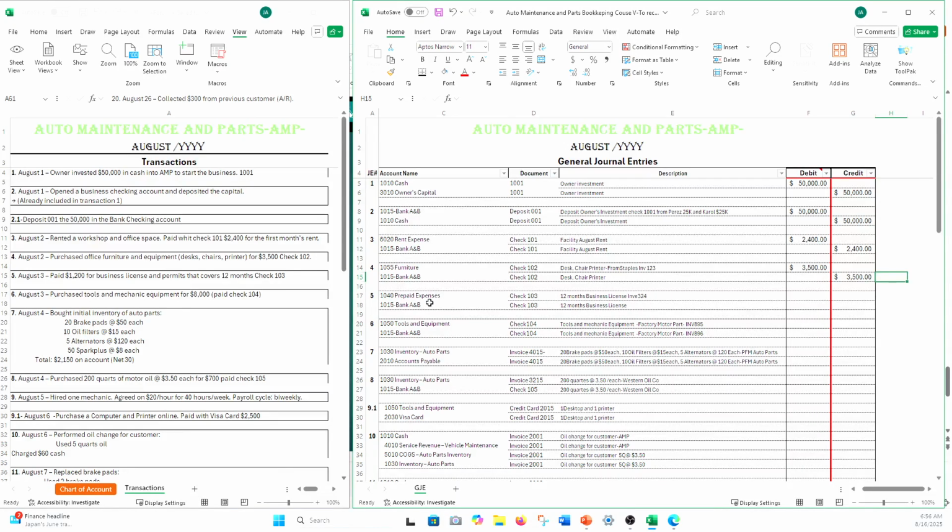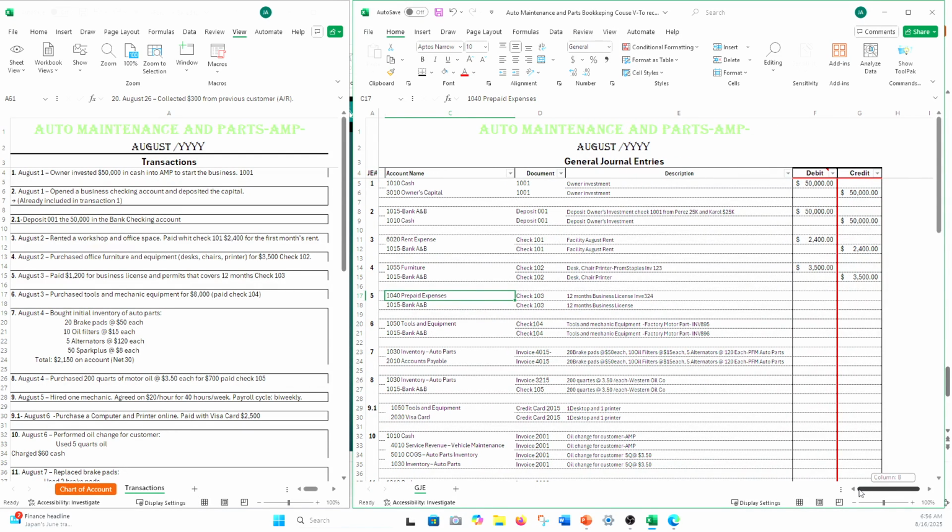Okay. So let's go to number 5. August 3rd, the company paid 1,200 for business license and permits to cover 12 months. It is very important to pay attention to the cover 12 months. That means we are going to pay ahead of time certain money that is going to cover future periods. So in that case, it's going to be considered a prepaid expense, right? Prepaid expenses, we already prepay in advance. That's what prepaid means.